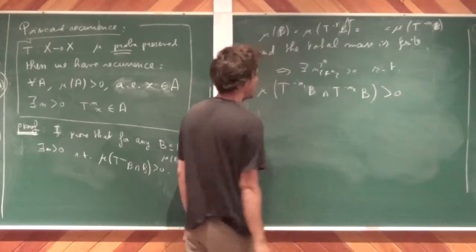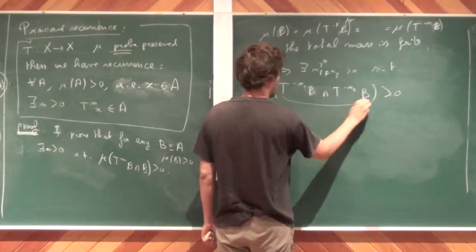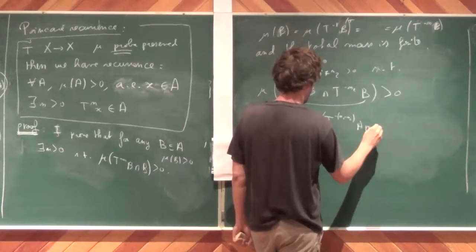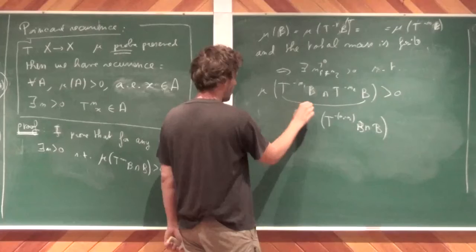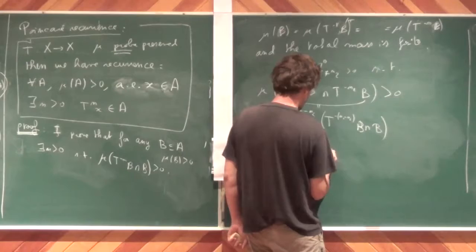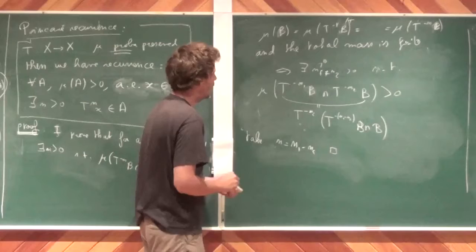But once you do that, imagine that n1 is bigger. So you rewrite it as T minus n2 of T minus n1 minus n2 of A intersected with B. And because T preserves the measure, this is also the measure of this. Then for times n1 minus n2, you go back. So in finite measure, if you preserve a finite measure, you automatically have recurrence.